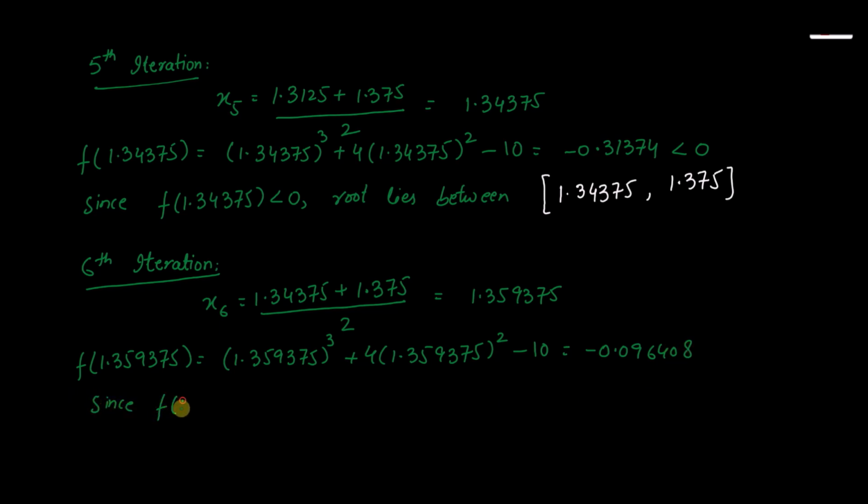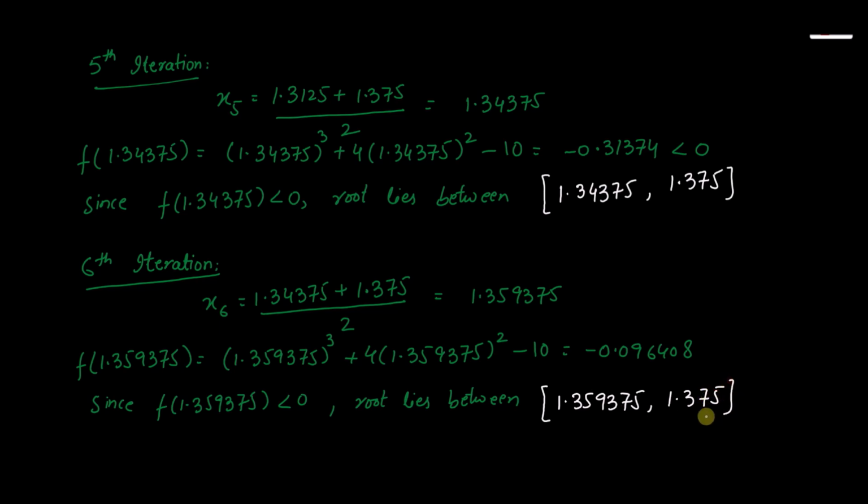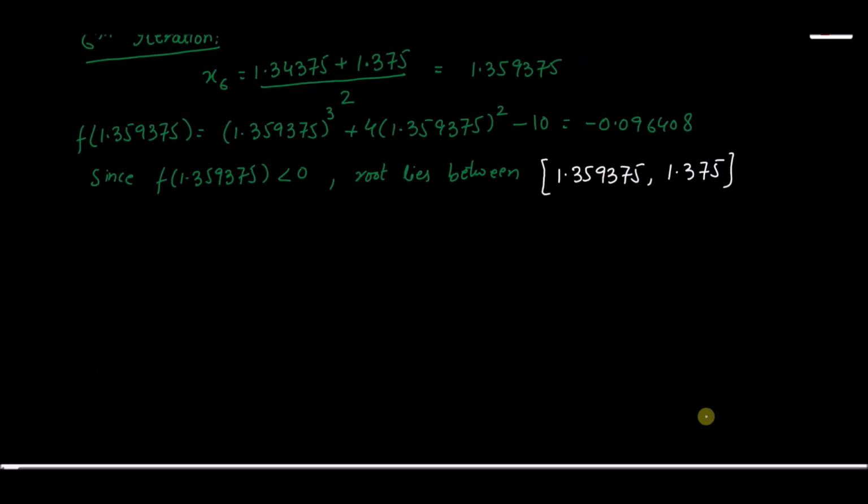Since f of 1.359375 is less than 0, the root lies between. So we need to update our interval on the negative side. So it should be 1.359375 and the positive side will remain the same. Now we go for the next iteration, that is our seventh.